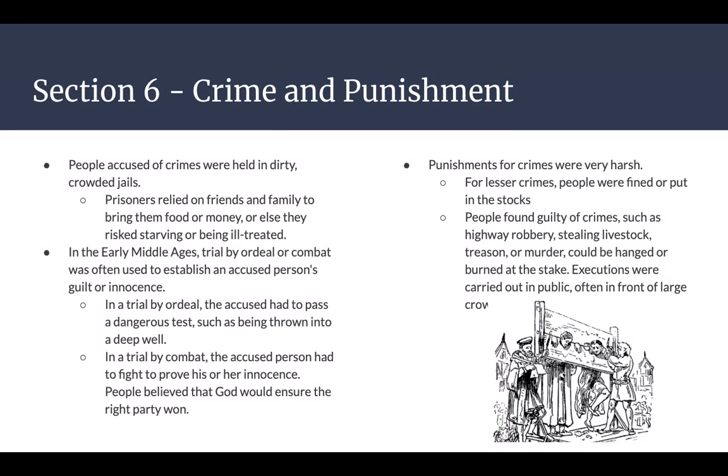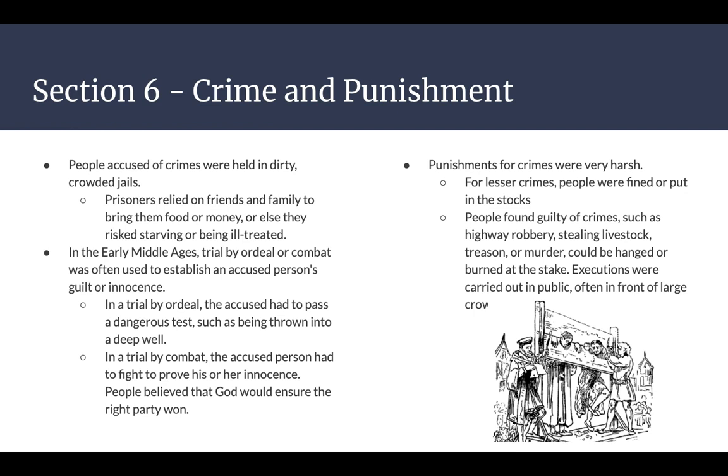In a trial by ordeal, the accused had to pass a dangerous test, such as being thrown into a deep well. Unfortunately, a person who floated instead of drowning was declared guilty because he or she had been rejected by the water. In a trial by combat, the accused person had to fight to prove his or her innocence. People believed that God would ensure that the right person won.